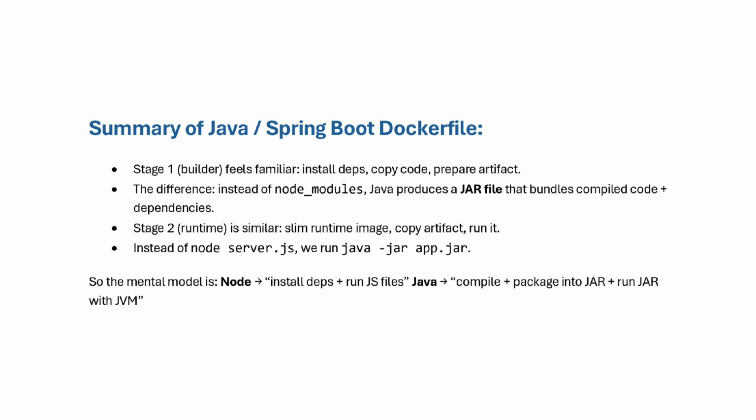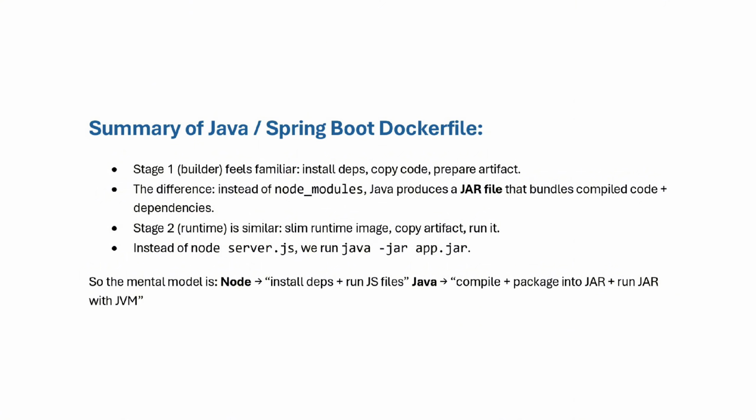Summary of the Java or Spring Boot Dockerfile. The Stage 1 builder feels familiar: installing dependencies, copying the code, preparing the artifact. The difference: instead of node_modules, Java produces a jar file that bundles compiled code plus dependencies. Stage 2 runtime is similar: a slim runtime image, copying the artifact, running it. Instead of node server.js, we run java -jar app.jar.